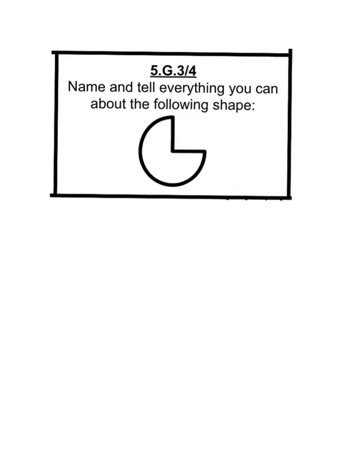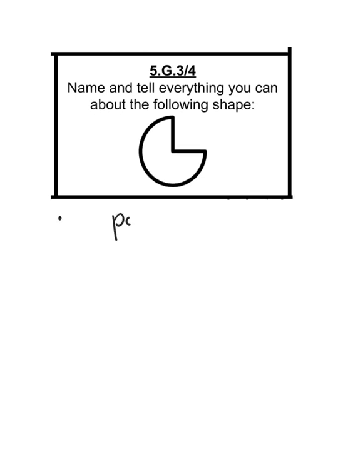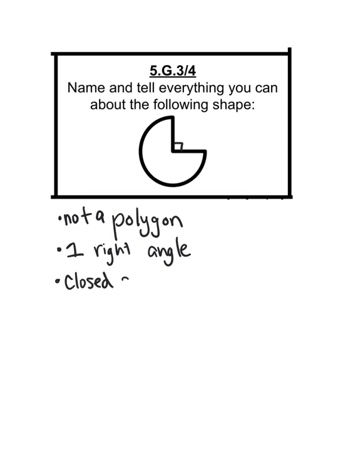All right, moving right along to some geometry. We're going to make some observations about this shape. I'm sure you guys know this word from 4th grade. Remember, a polygon is a shape that only has straight sides, and this shape obviously has a curved side, so we're going to say it is not a polygon. Saying what something is not is a perfectly good observation. It does have one right angle. It is a closed shape. And I guess that's about it.